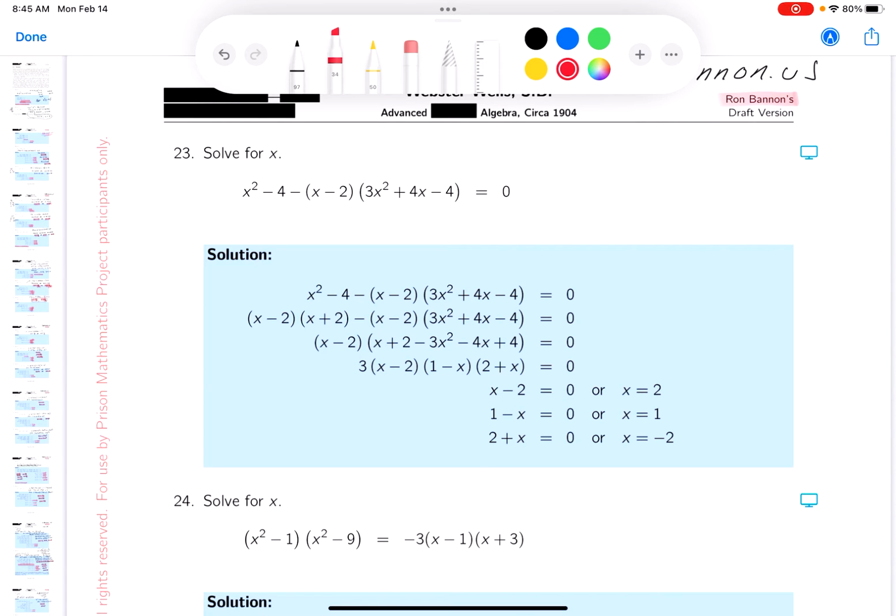And I noticed right from the get-go that if I just grouped these two and factored it, I would see something immediately. And someone says, what do you see immediately? I would see that they both have a factor of x minus 2, right? Then what's left over? x plus 2 minus these terms over here, all right? So that would be minus 3x squared minus 4x plus 4, all right?